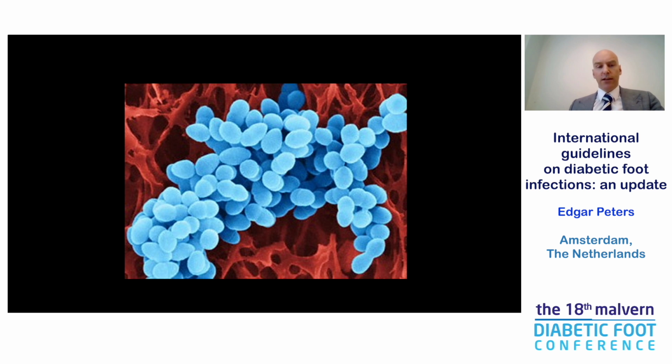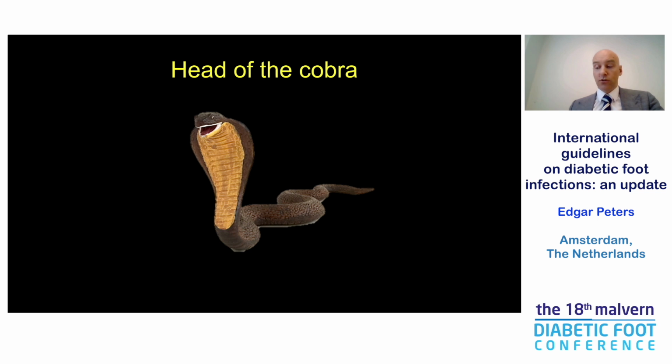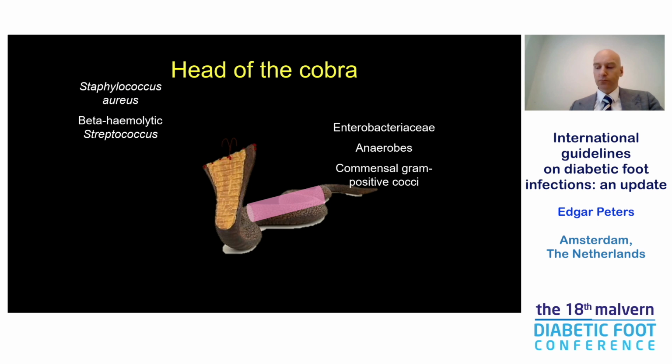So what should we cover then? Well, the most likely pathogen is Staphylococcus aureus, another gram-positive cocci. And that leads me to the allegory of the head of the cobra. The head of the snake with its fangs and poison represents Staphylococcus aureus and streptococci. And the tail then represents gram-negative rods, anaerobes, and coagulase negative staphylococci. And if you then have a therapy directed at the head of the snake, you're then left with an innocent tail that you don't need treatment for.